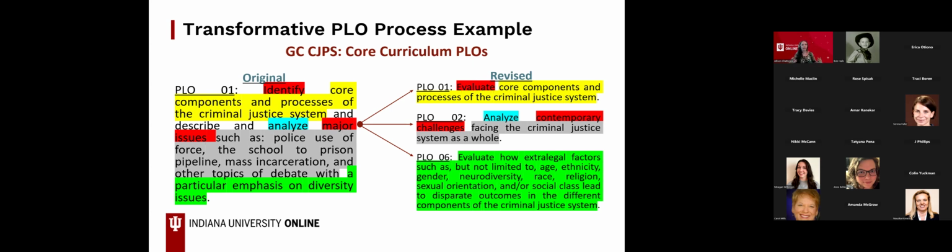The intent is to ensure that we are having active conversations and that all the faculty committee members have a voice in this process. What we ended up with are some revised learning outcomes, multiple learning outcomes rather than just a single one, that are much more measurable, much more focused on what they actually want to know, how their students are doing and what kind of things their students are learning in this program. And that's the end goal.